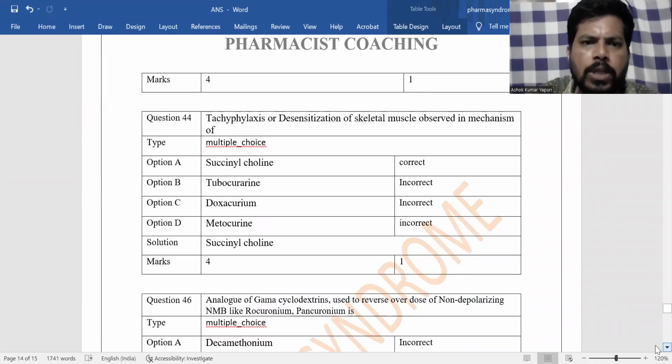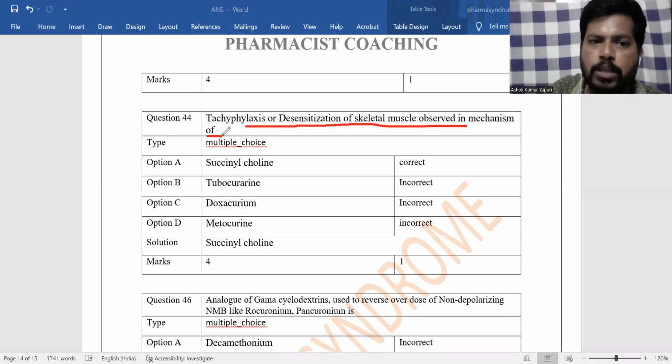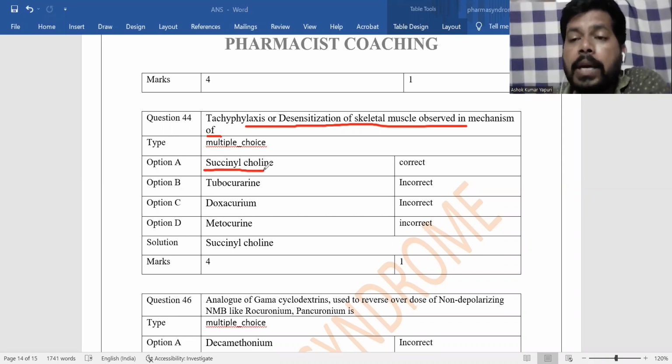So regarding the next question, tachyphylaxis or desensitization of skeletal muscle observed in the mechanism of succinylcholine. Succinylcholine is a neuromuscular blocker, a peripherally acting neuromuscular blocker.